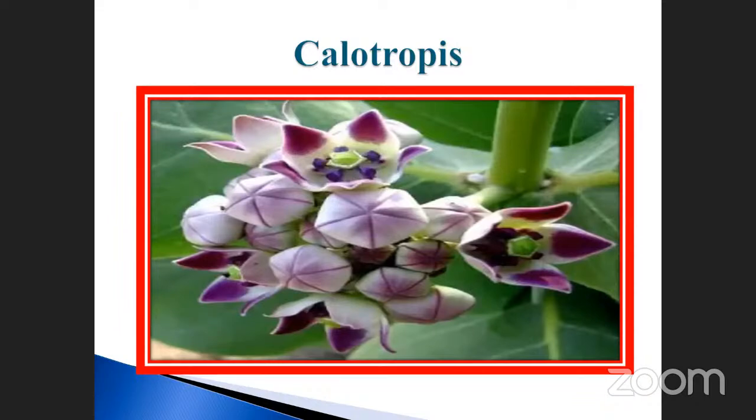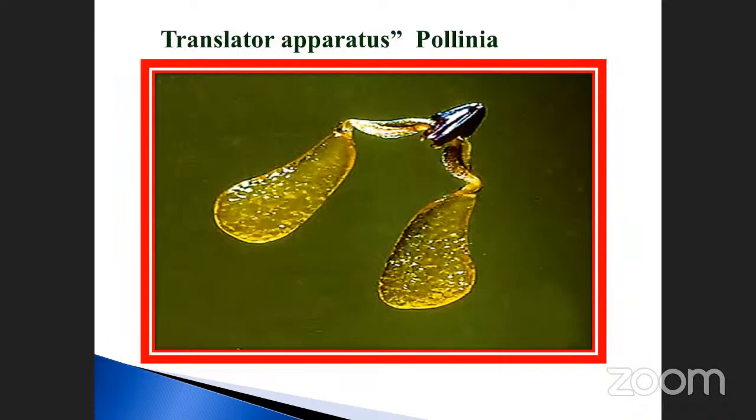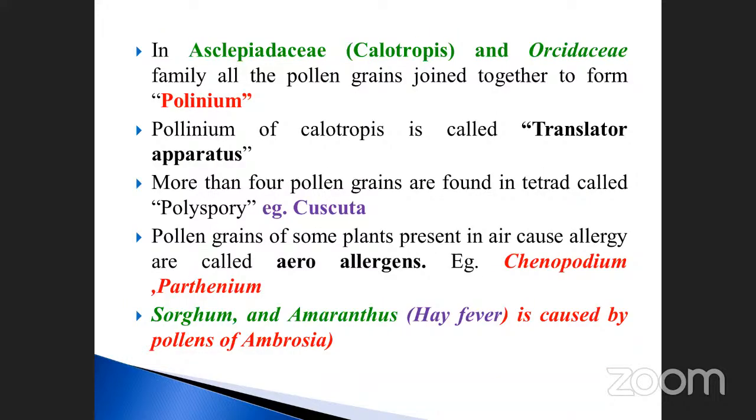See the next one. This is the structure, the translator apparatus. The pollinia structure: see, this one is what? And this one is what? This is a disc. Also this one is already on our board. This is the part. Inside, there are so many tetrads. Pollinia is present. Pollinium is present. Pollinia is the plural, pollinium is the singular.